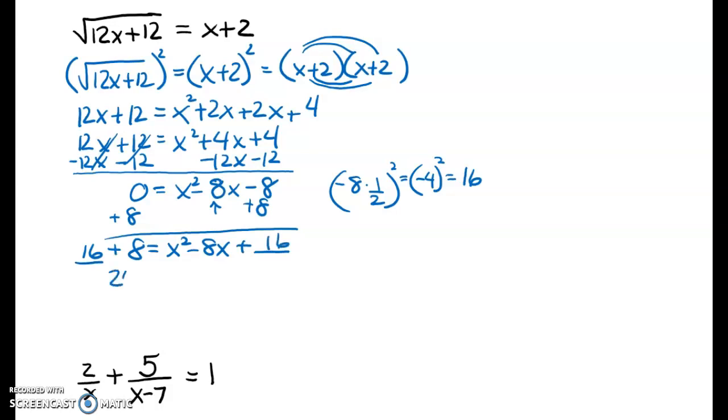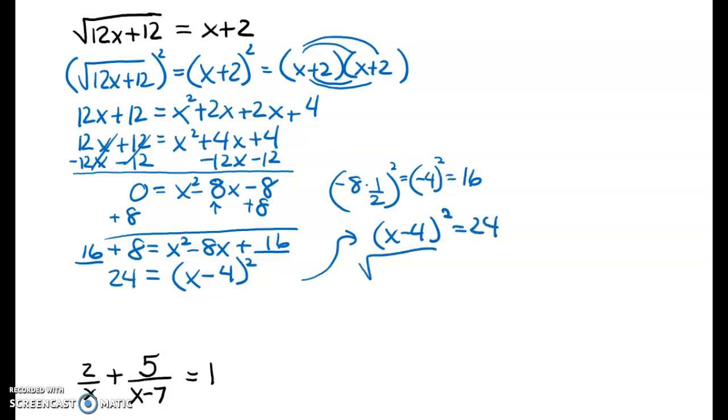So I get 24 equals x minus 4 squared. Okay, so now I'm just going to go ahead and take the square root of both sides. And I'm going to move this around, and I'm going to say x minus 4 squared equals 24. When I take the square root of x minus 4 squared, and remember we need that plus or minus, we get x minus 4. But what do we get here?